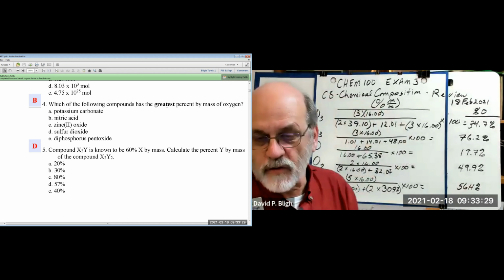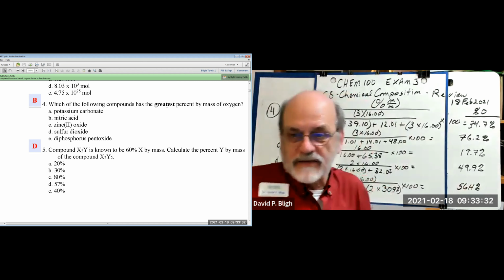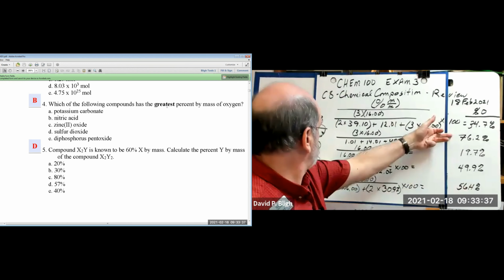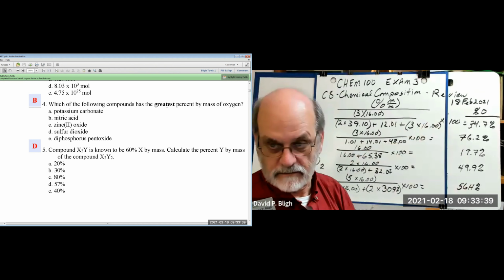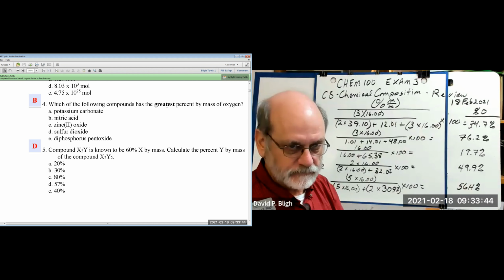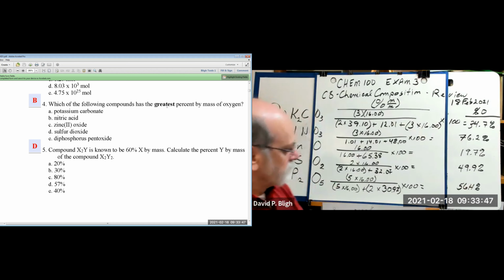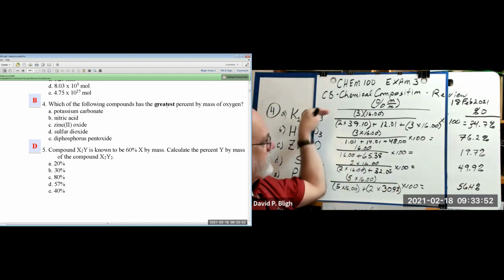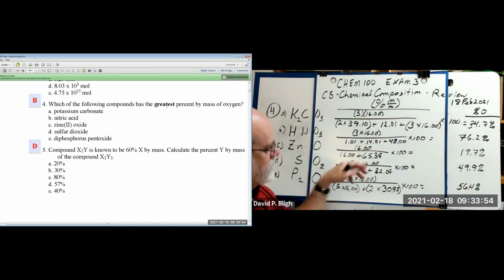Okay, now back to the question. Which has the greatest percent by mass of oxygen? Well, now we just compare the numbers, right? It looks like nitric acid does. Got more oxygen in it than any of the others by mass. Okay? It took a while. I mean, there's a lot of number crunching here. That's why I like to set it up like this so that you do the same thing over and over. And anything that you can help yourself make fewer mistakes is good.